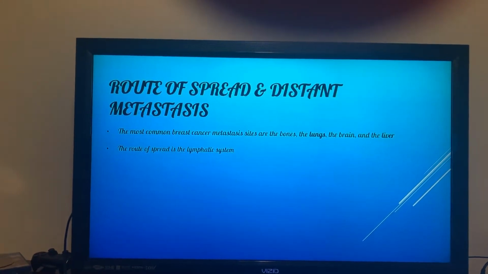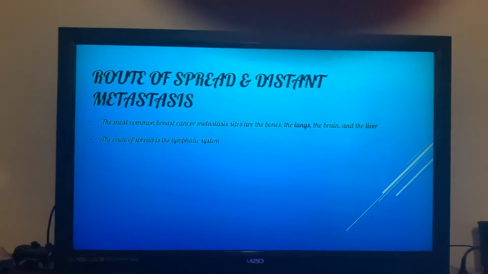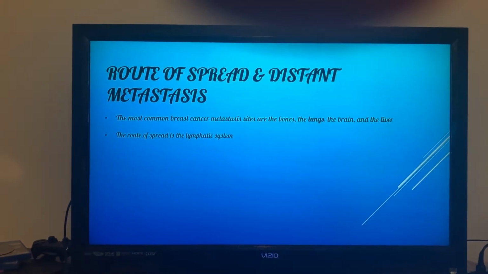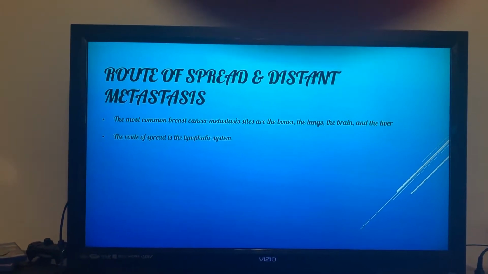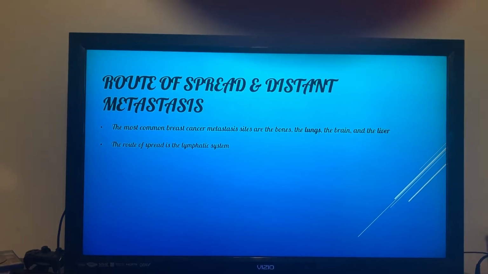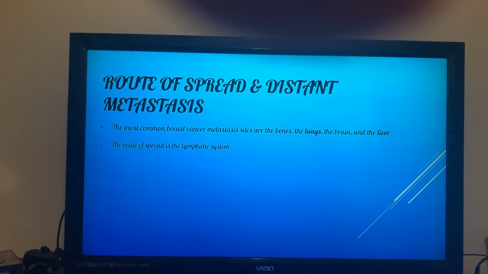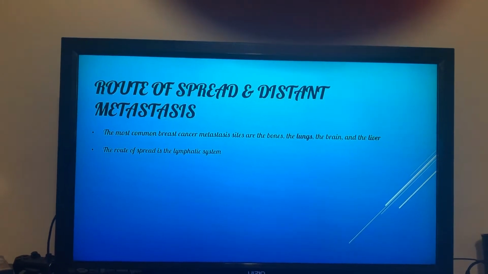Route of spread and distant metastasis. The most common breast cancer metastasis sites are the bones, the lung, the brain, and the liver. The route of spread is the lymphatic system.